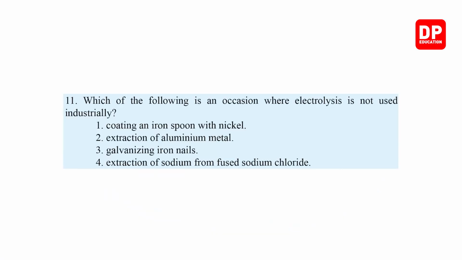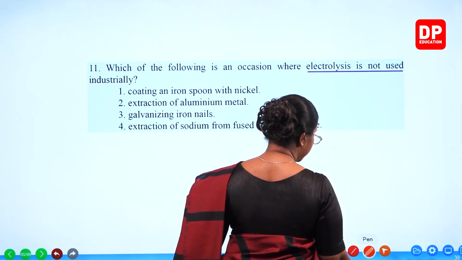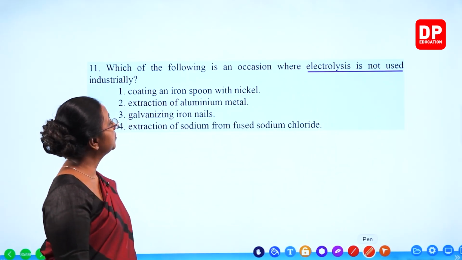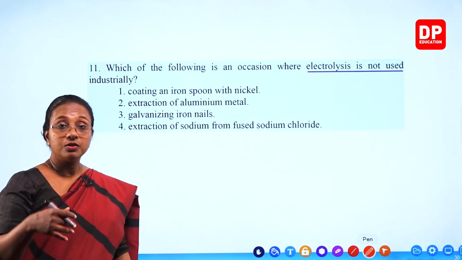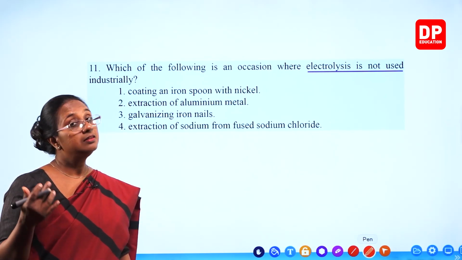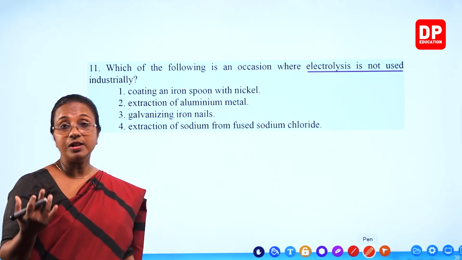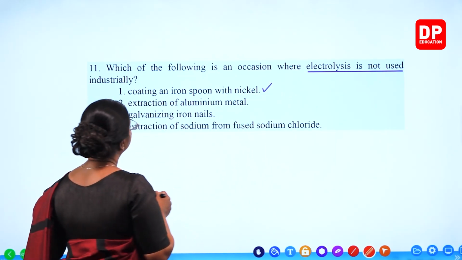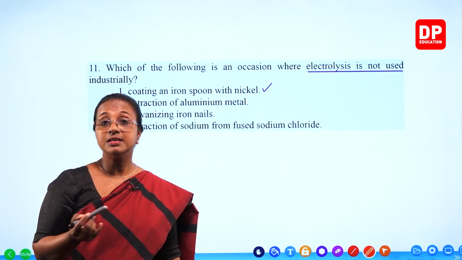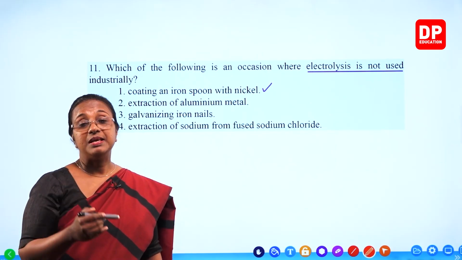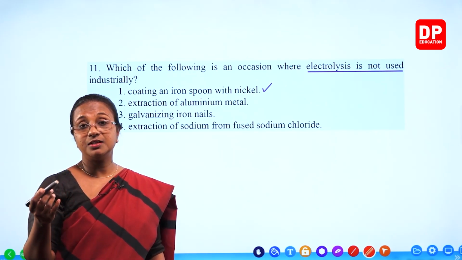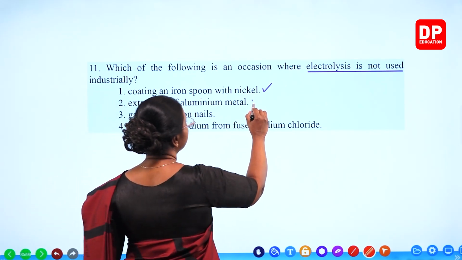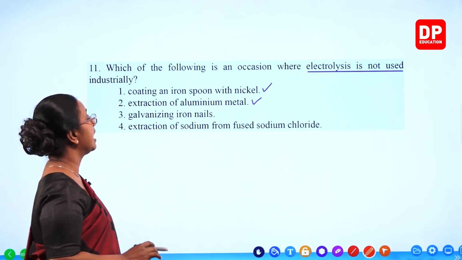The 11th question. Which of the following is an occasion where electrolysis is not used? Coating an iron spoon with nickel. Yes. Coating iron objects with nickel, even chromium, copper, all that is done using electrolytic processes. That is correct. Extraction of aluminium metal? Yes. Bauxite is the mineral. From bauxite, aluminium is extracted using electrolysis. That is also correct.